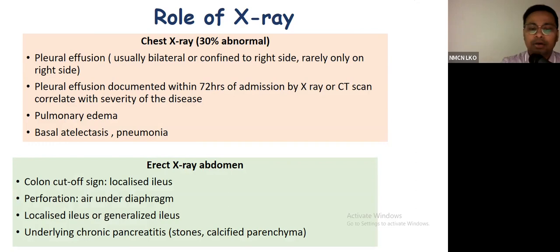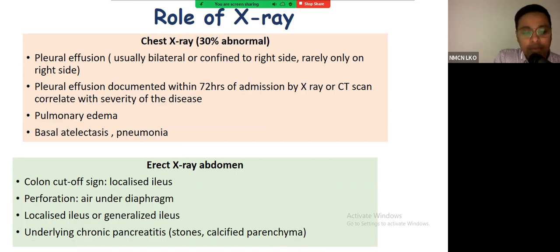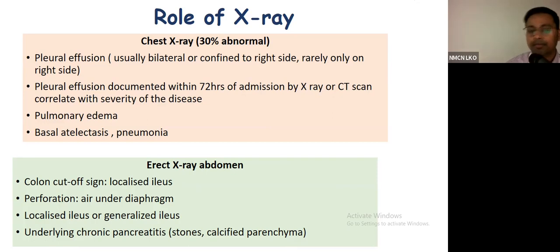X-ray abdomen or X-ray chest may help in certain situations like pleural effusion, pulmonary edema, basal atelectasis, pneumonia. Erect abdomen X-ray can show the colon cut-off sign, perforation, localized ileus, and it can also show localized signs of underlying chronic pancreatitis like calculus or calcification of the parenchyma.